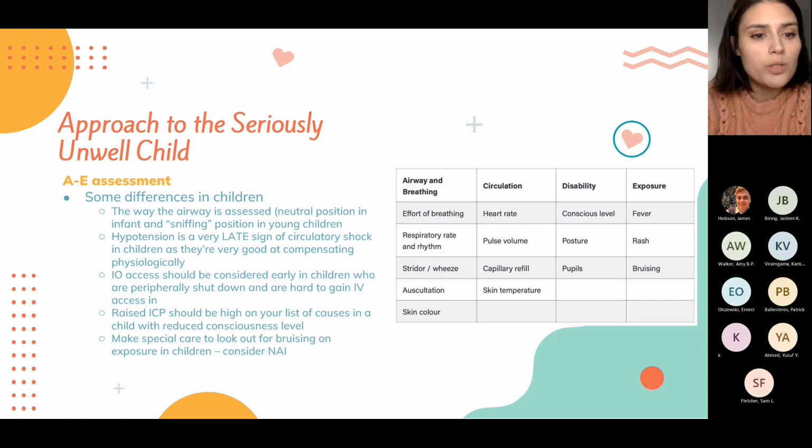And then you want to make sure as well to look out for bruising when you're on the E part, the exposure part of the A to E assessment, because you're wanting to consider non-accidental injury. So you're not just looking for bleeding or any signs of trauma or incontinence and things like that. You are looking for bruising and signs of abuse as well.